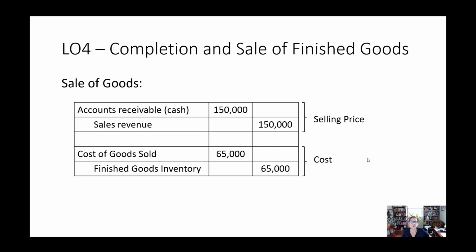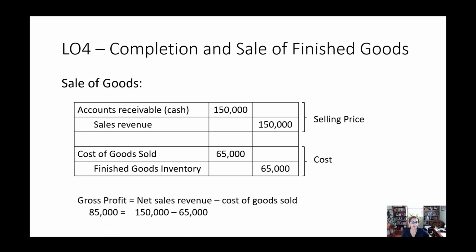Hopefully you remember that gross profit is equal to net sales minus cost of goods sold. So in this case, we're just going to use our sales revenue. So our sales revenue was $150,000. Our cost of goods sold is $65,000. So the gross profit on this sale was $85,000.